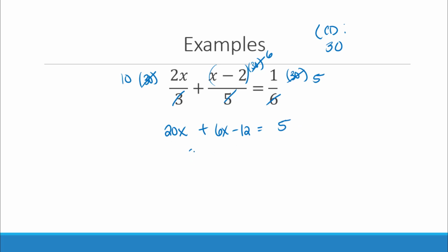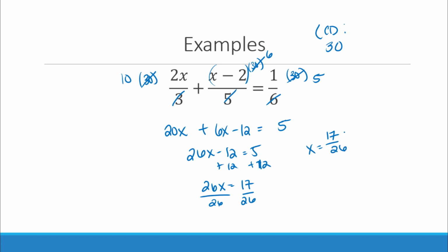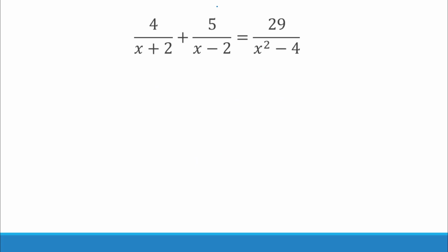So now you can just solve it. This is 26x minus 12 equals 5. We'll add 12 to both sides. Oh, that looks like a 72. That's 12, by the way. 26x is equal to 17. Divide by 26. X is equal to 17 over 26. So the nice thing about equations is that you will get a number answer. Let's look at another one.